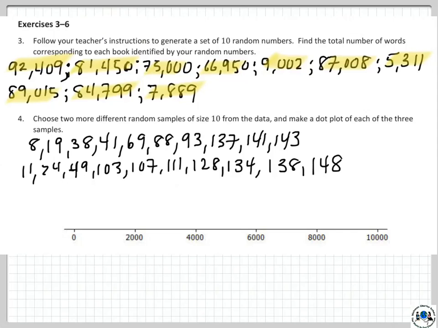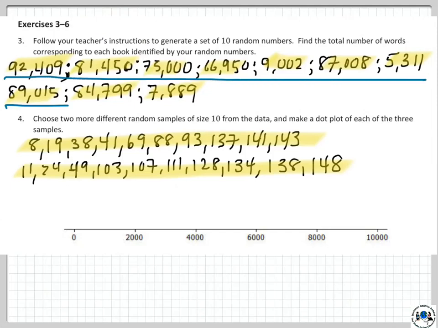Okay, so here are my two more random samples of 10 different numbers, 1 to 150. Here's random sample number 2, the second one, and then random sample number 3 right there. Go ahead and find, just like we did up top, the corresponding numbers from the chart that go along with those numbers from the random sample, and write those down somewhere, and give yourself enough room where we can make some dot plots.